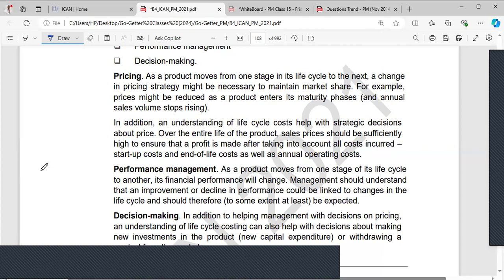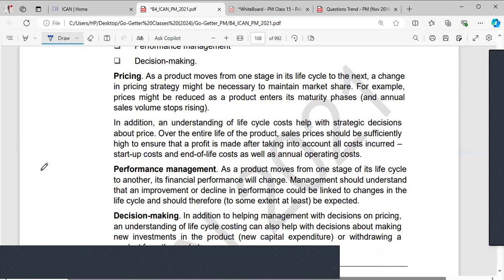Performance management. As a product moves from one stage of its life to another, its financial performance will change. Management should understand that an improvement or decline in performance could be linked to changes in the life cycle and should therefore to some extent be expected.